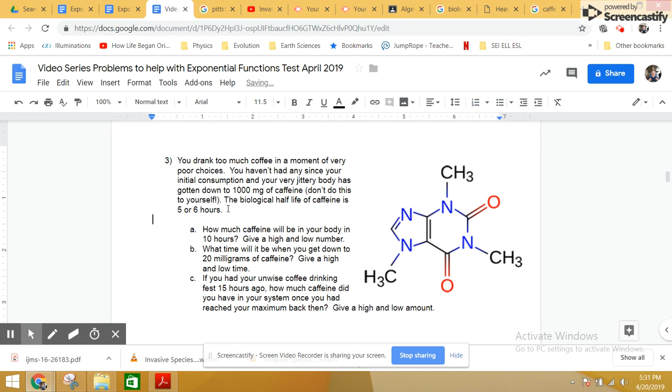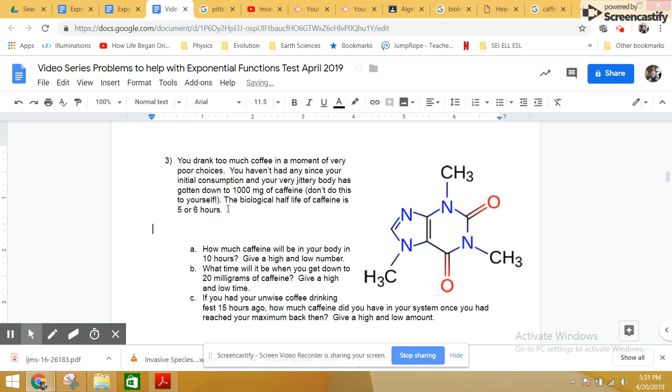So let's start off our equation. Y, our output, equals our initial value of 1,000 times 1/2, and then we're going to raise that to, we're going to decide what our x is going to be. Our x is going to be hours in this case. Everything in this problem is going to talk about time in terms of hours. So it's going to be x over the length of the half-life, which means x over 5 or x over 6.